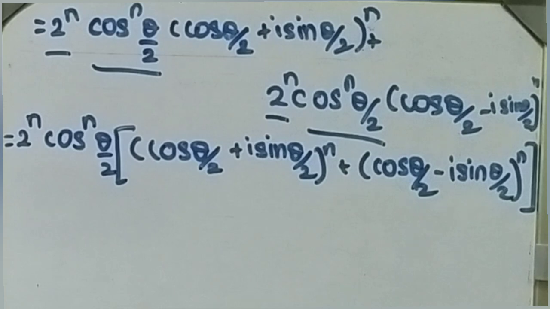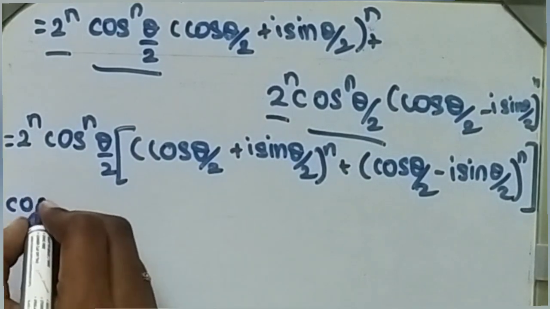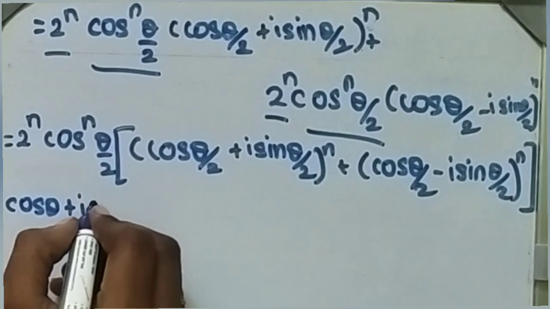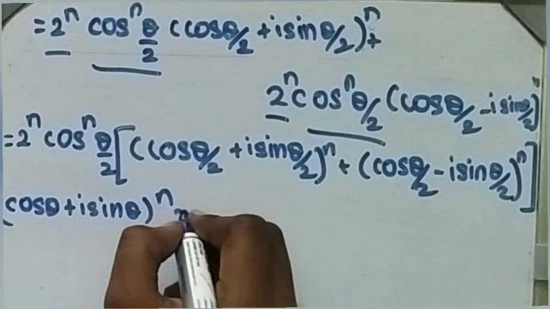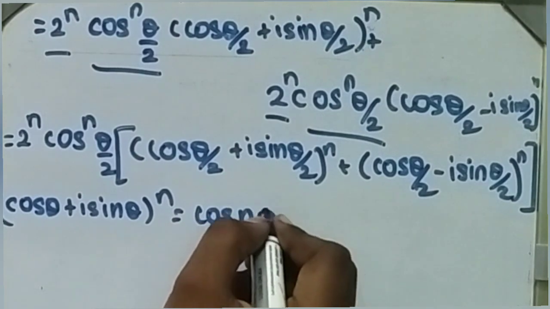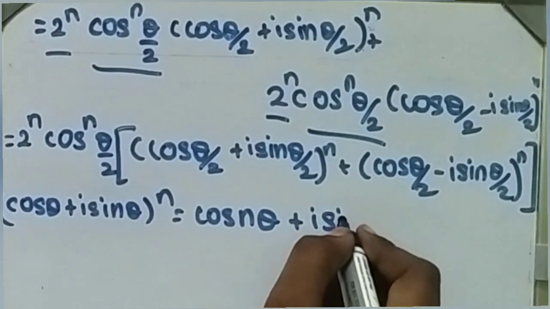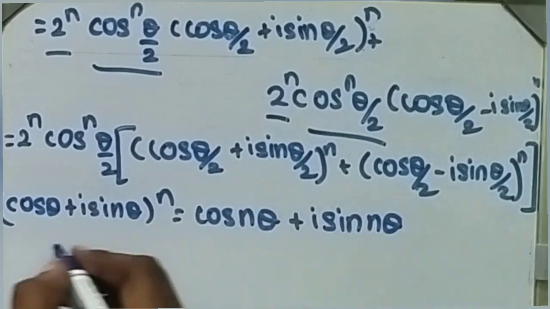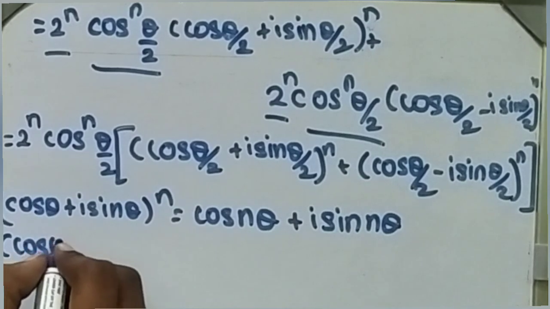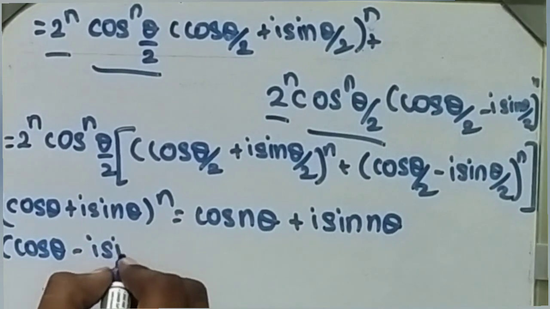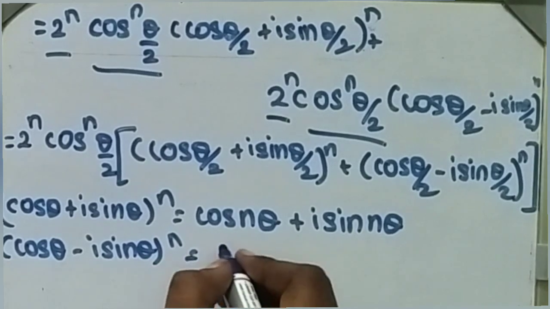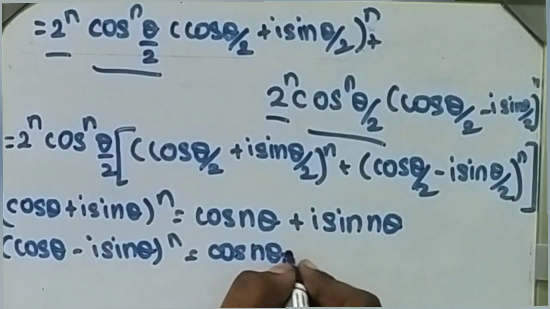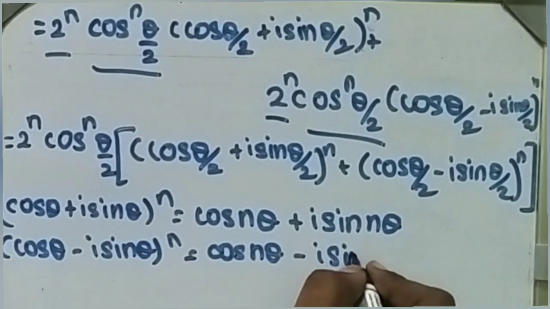Right. So now we are going to apply De Moivre's theorem. What is De Moivre's theorem? Cos theta plus i sin theta power n equals cos n theta plus i sin n theta. Similarly, cos theta minus i sin theta power n equals cos n theta minus i sin n theta.